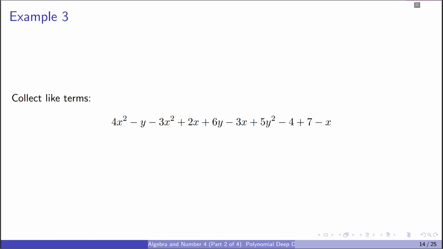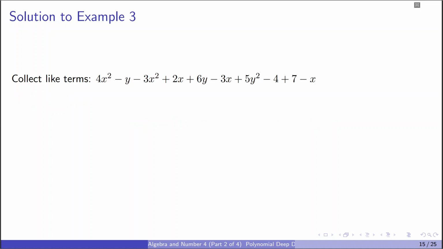We're going to collect like terms in this. Notice that we have x squared, x, y squared, y, and constants in here. So collecting like terms in this. Let's start looking at our x squared exponents. When in doubt, go in alphabetical order and leave your constants to last. 4x squared minus 3x squared is just x squared.